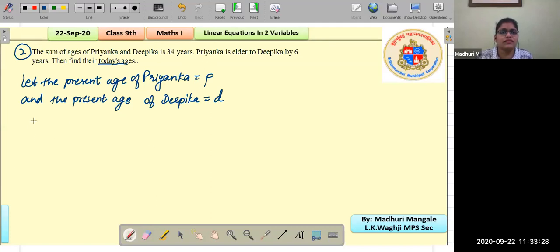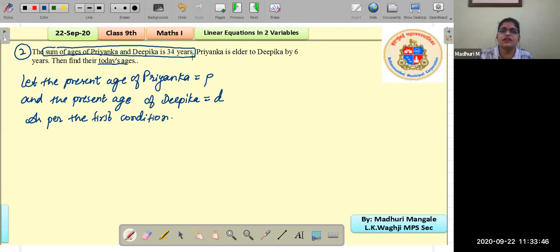And then we look at the first condition. As per the first condition. What is the first condition? It says sum of the ages of Priyanka and Deepika is 34 years. Sum of their ages is 34 years. So what is the meaning of the word sum? Yes, you all already know it. Sum is addition. So we are going to add P and D, that is equal to 34. So adding P and D, we get 34. This is the first equation. Now we look at the second condition. So we say, as per the second condition.